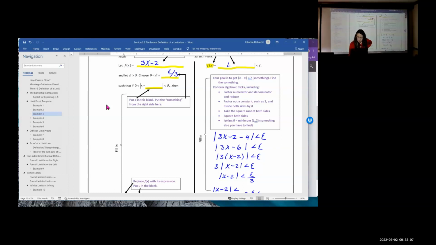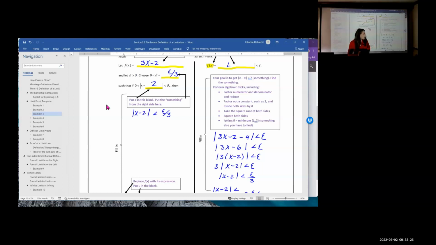Such that if 0 is less than x minus a, which is 2, less than delta, then, looks like I've got 2 commas in there. I'm not sure why I have 2 commas in there. Then we should have x minus 2 less than epsilon over 3.